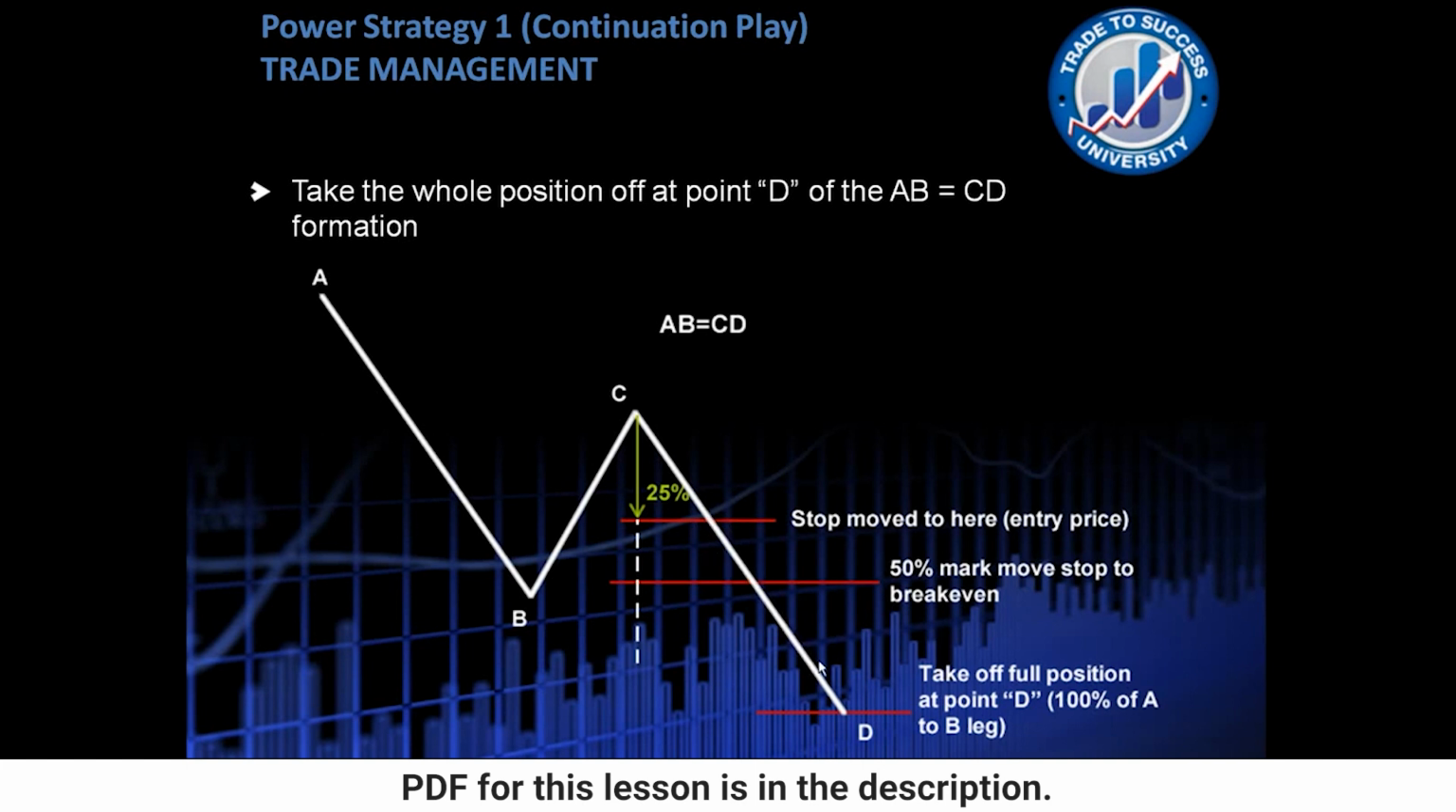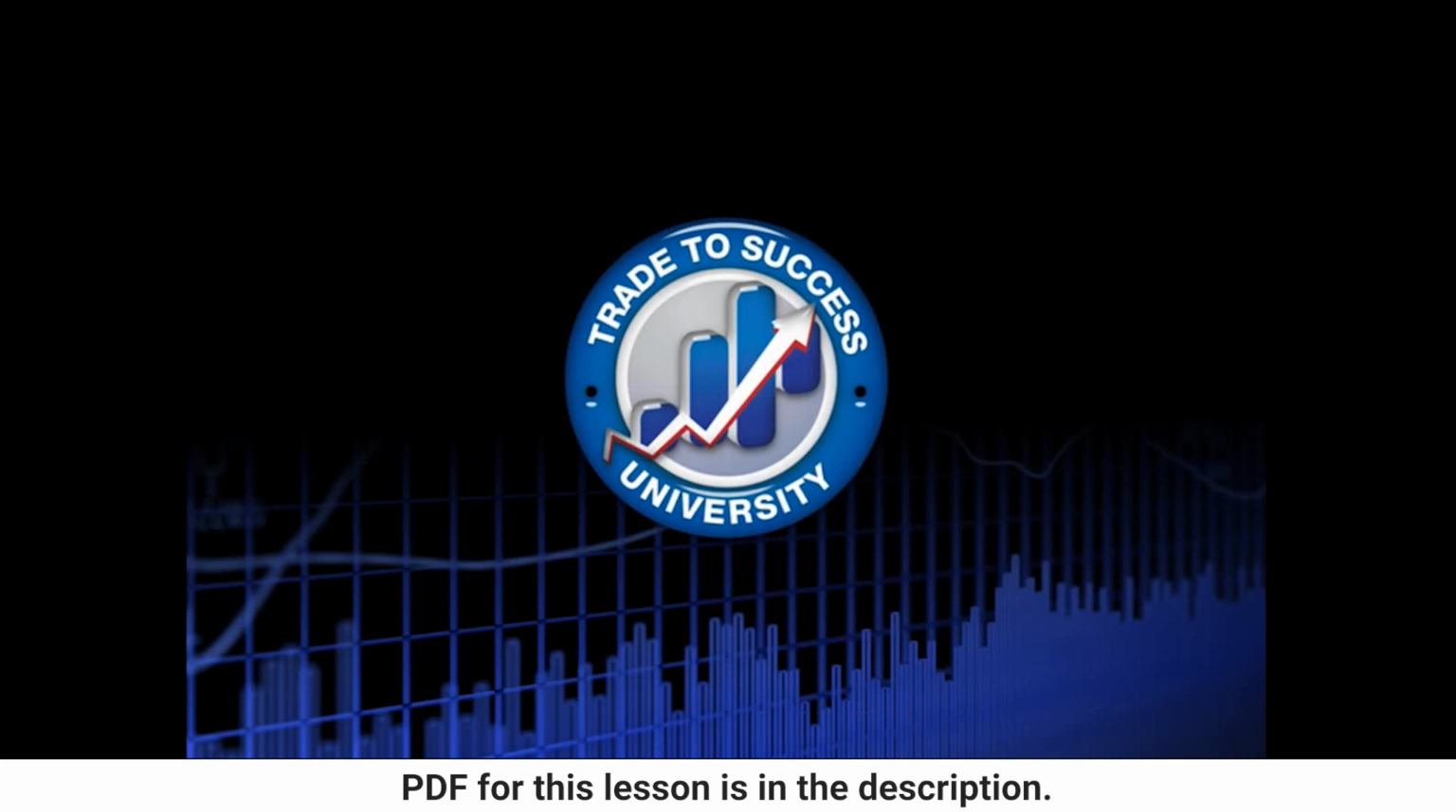And then we are going to remove our full position off at point D, and we work out point D by first working out how many pips it is from point A down to point B, and then working that exact same number of pips down from point C to wherever point D would be, which will be that many number of pips as they are from point A to point B, and we will then take off our full position, meaning we will buy back our short position at that point D. So that's the trade management for strategy 1.